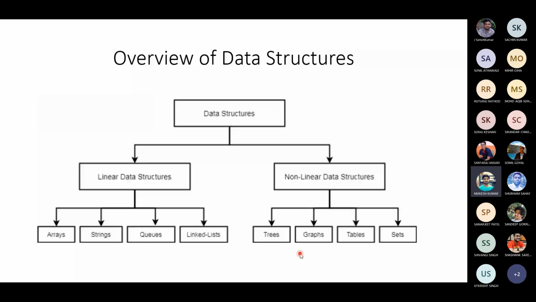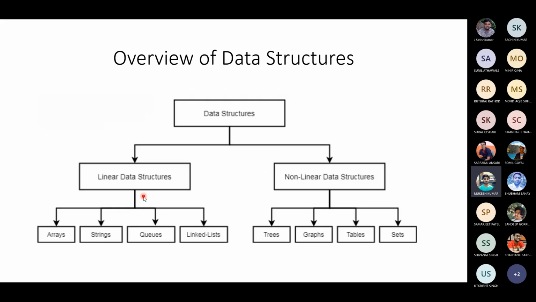One is linear data structure and a non-linear data structure. In linear data structures, we have arrays, strings, queues, stacks. Stacks will also be part of that. This is not strings, this should be stacks. Okay, I will change this. And a linked list. So these are linear because the data will be stored in one sequence, one after another.